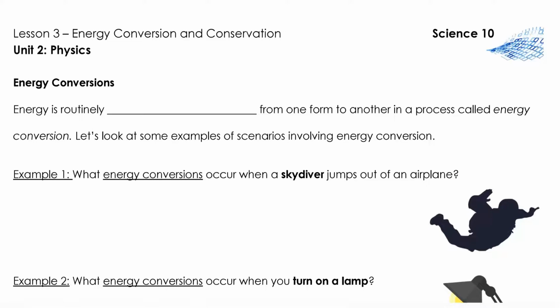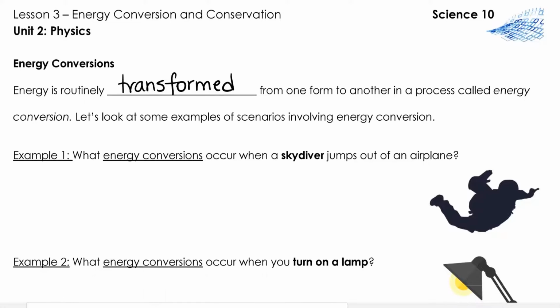In today's lesson, we're going to be looking at the mathematics behind how one form of energy is converted to another. Energy is routinely transformed from one form to another in a process called energy conversion. Let's look at some examples that involve energy conversion.